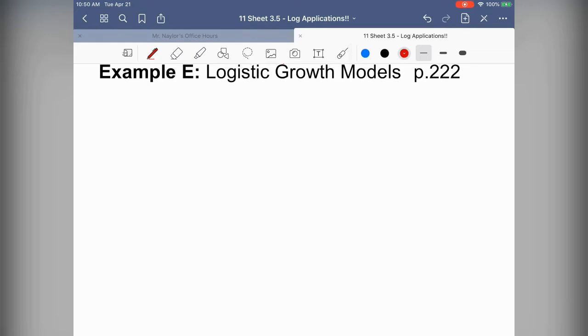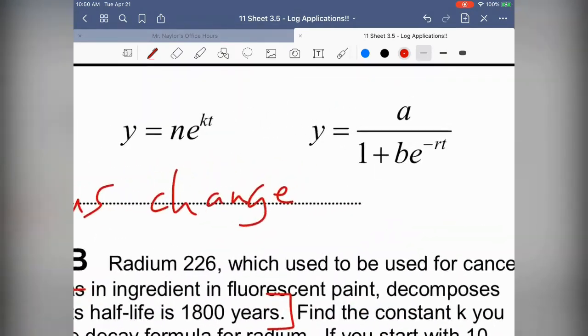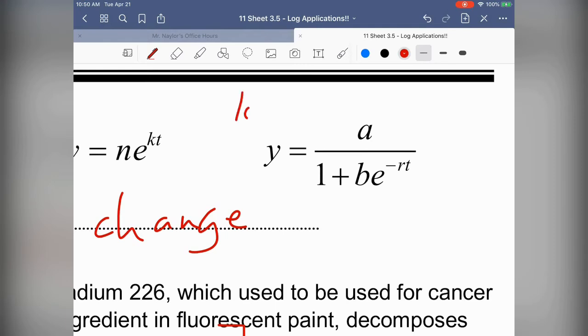All right, so do you have your book? Well, what is a logistic growth model? As you may notice from the reading, it's populations that initially have rapid growth followed by a declining rate of growth. Now, that type of change is modeled with our last formula. Our last formula is the logistic growth formula, and that can also be called sigmoidal growth.